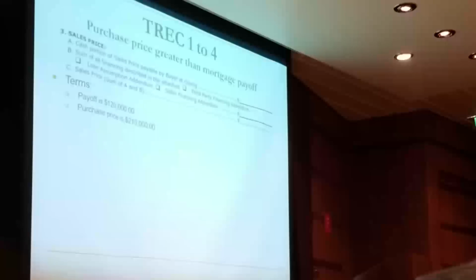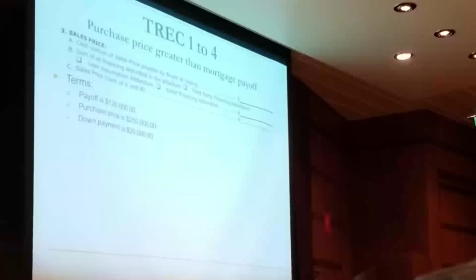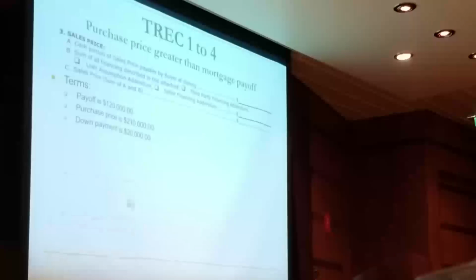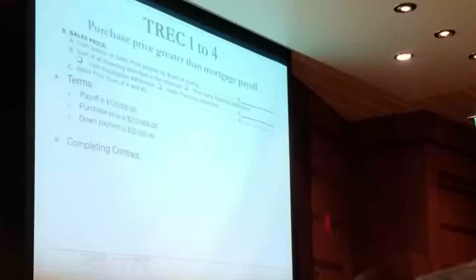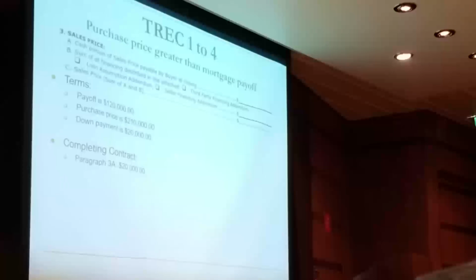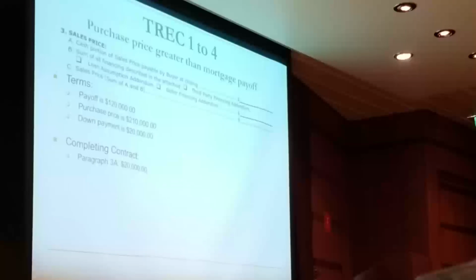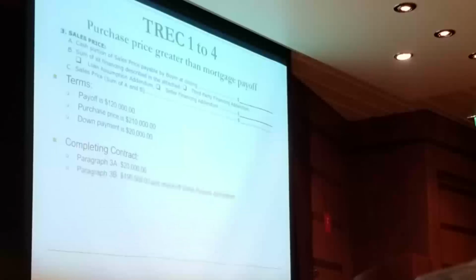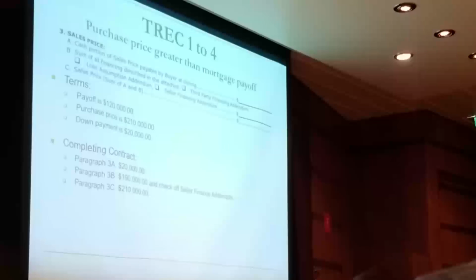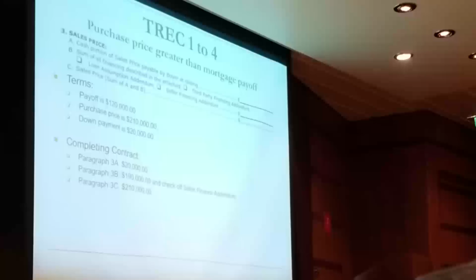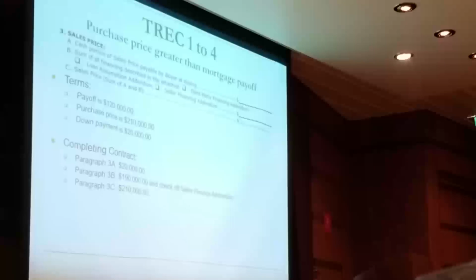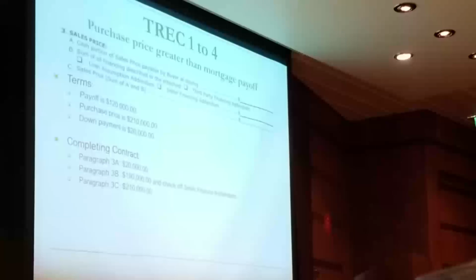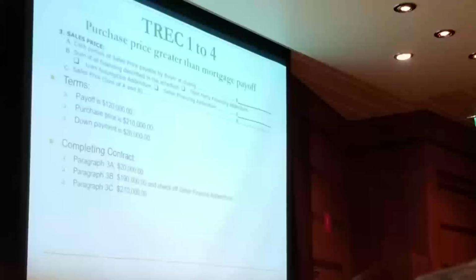So payoff is 120, purchase price is 210, down payment is 20,000. Now, on these paragraphs, the 120 is ignored. That's not part of our deal. Paragraph 3A is 20,000 down. Paragraph 3B is a $190,000 note. Paragraph 3C is an addition, 210,000. That payoff doesn't come into play on the contracting side of things. On figuring out all your math on it, sure, but ignore it in your contracting.